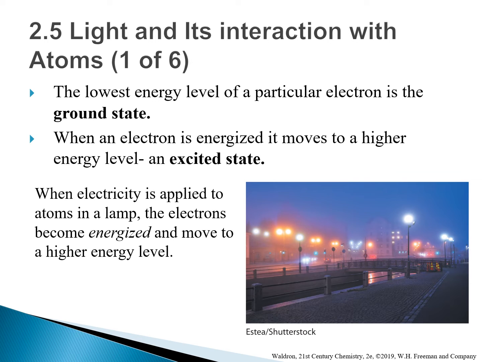The lowest energy level of a particular electron is the ground state. In contrast, when an electron is energized, it moves to a higher energy level, the excited state. When electricity, the energy, is applied to atoms in a lamp, the electrons become energized and move to a higher energy level. As electrons relax, they give off energy in the form of light.